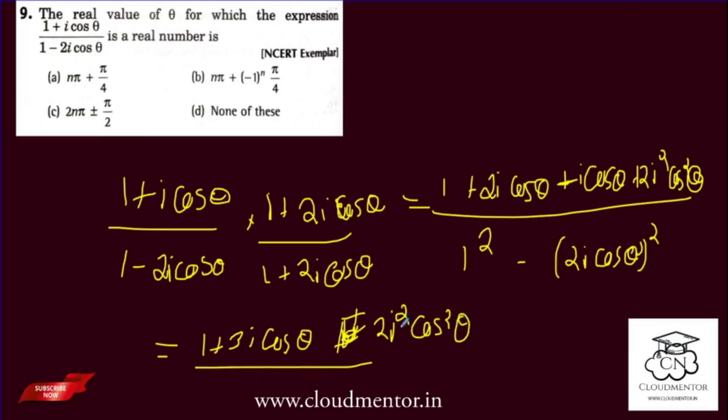Here we must look at that 2i squared is minus 2, so that we can change this plus to minus, so minus 2 cos square theta, and the whole divided by 1, and this 2 square is 4, and here the i squared is minus 1 and minus of minus, so plus 1 plus 4 cos square theta.